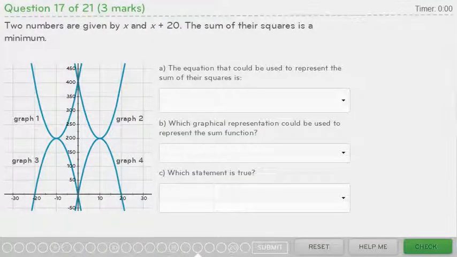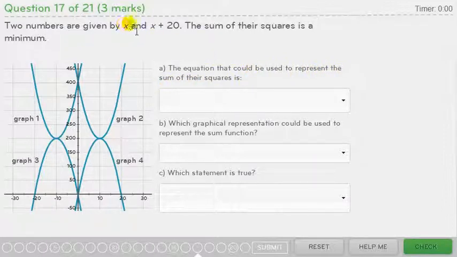In this question, we are given the following information. We have one number defined by x, and we have another number defined by x plus 20. In addition, we know that the sum of their squares is a minimum. So the first question asks us the equation that could be used to represent the sum of their squares is.